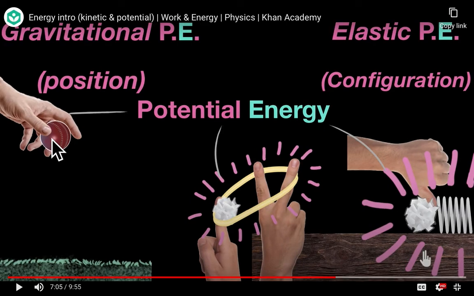In this case, the energy is called gravitational potential energy, or you can say potential energy, because the energy in the ball is due to gravity. In these two cases, the potential energy can be called elastic potential energy, meaning this energy is due to the elasticity of the object.